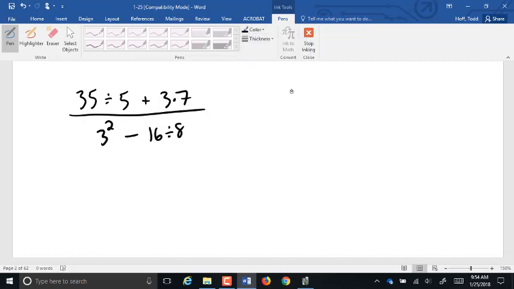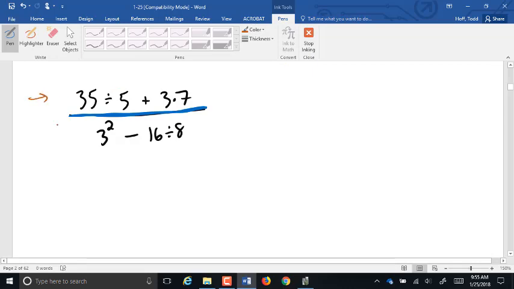Looking at this problem here, first thing we have to figure out is what does this line across here mean? Division is what most people go to first, and it does mean division. It's called a fraction bar. It does mean division, but it is also an enclosing symbol. It separates part of the problem from the rest of it. It is telling us that we have to do everything on top first, then we have to do everything on bottom. Then we can divide those results.